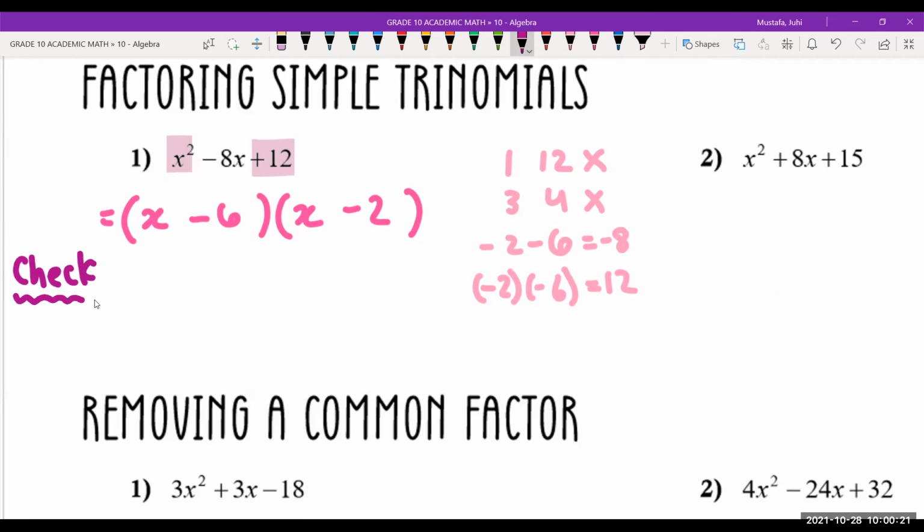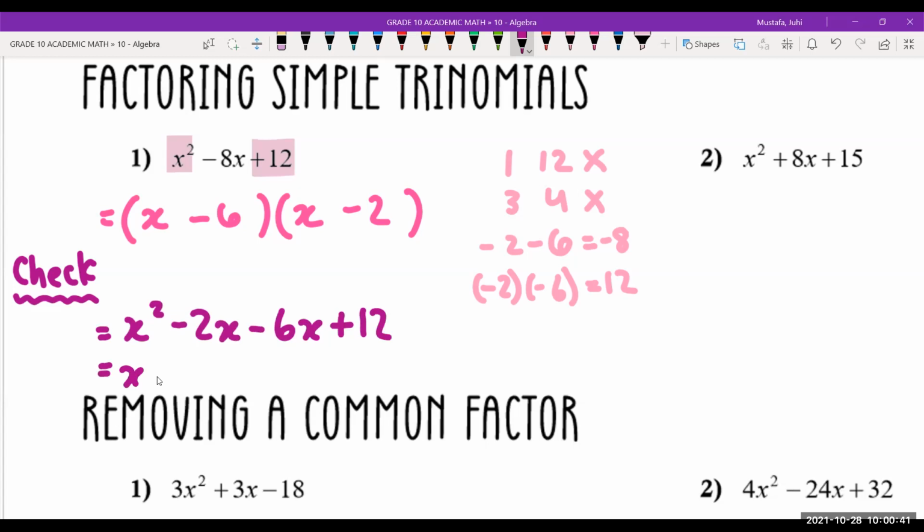In order for us to check our answer, all we're going to do is FOIL this, like we did earlier this week. And if we can FOIL this and get the original question, then we're right. So practicing FOIL, x times x is x squared. This is going to give me -2x. This will give me -6x. And this will give me +12.